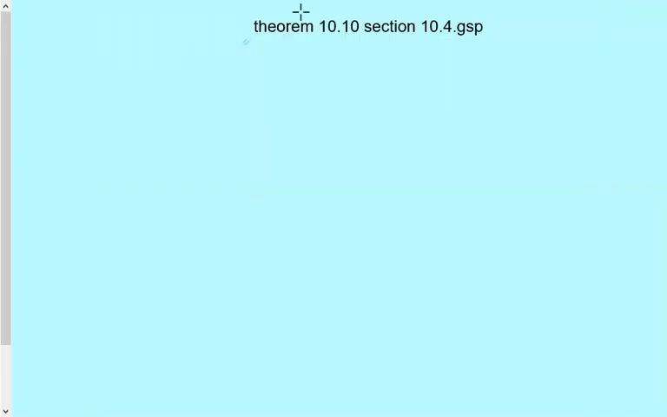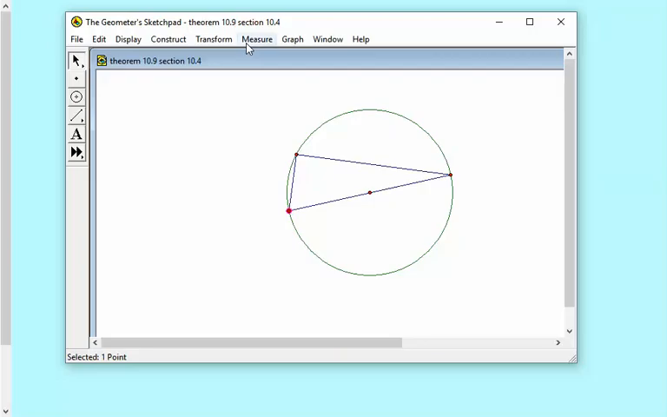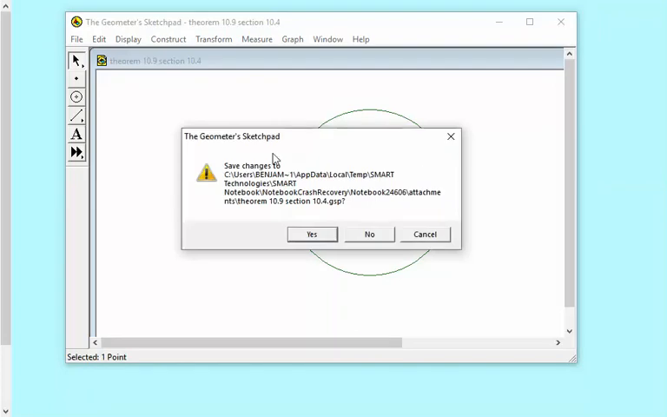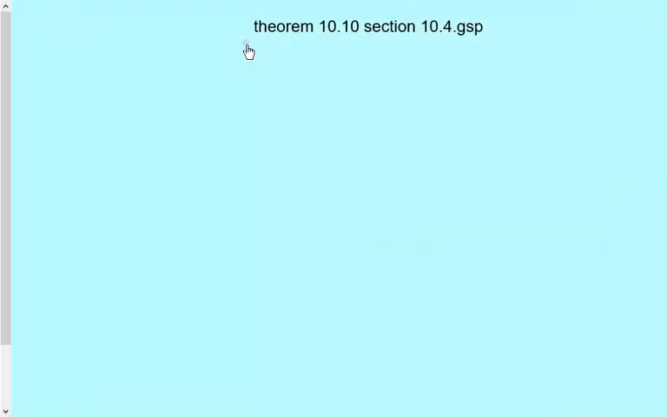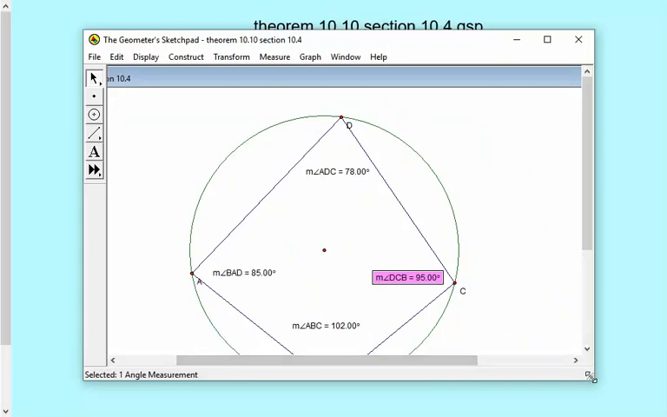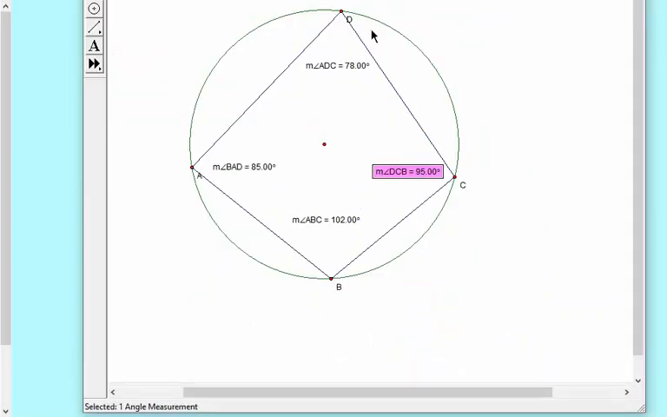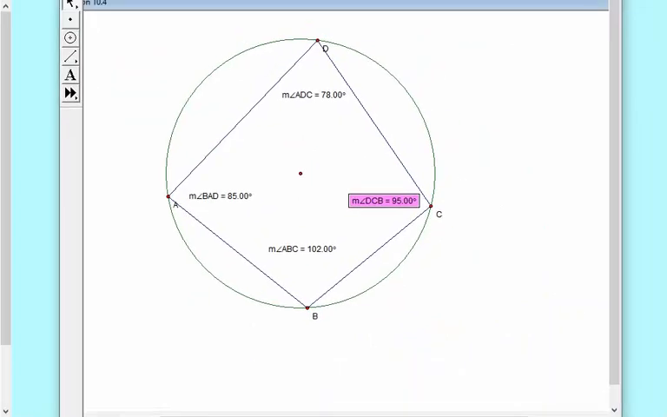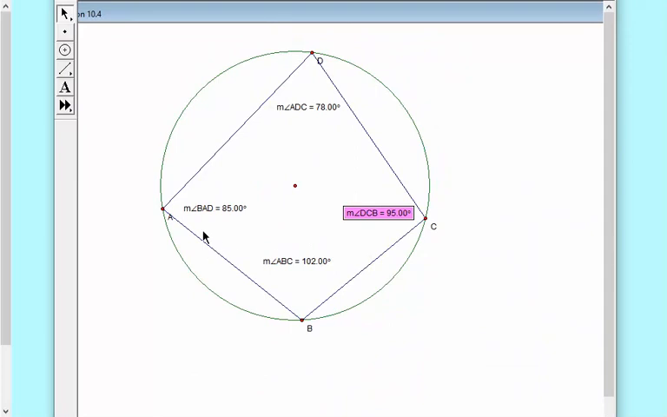All right, and then here's 10.10. This one is dealing with a quadrilateral. So now we're going to inscribe a quadrilateral in the circle. And we're going to notice something here. The opposite angles here, I set this up 85, 95, 78, 102. Hopefully you recognize that those are supplementary there.